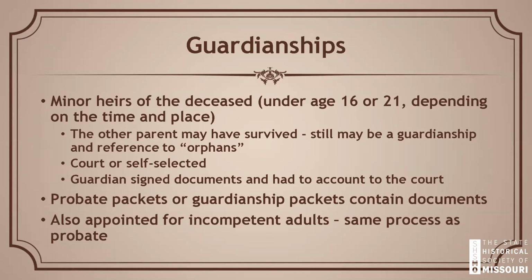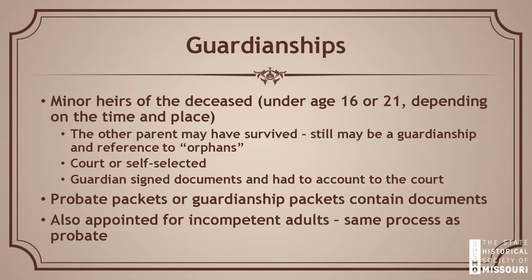These were either appointed by the court, or if the minor was above a certain specified age in the law, they could choose their own guardian. The guardian signed documents and had to account to the court for their guardianship. So they were holding money that belonged to an estate, and so they had to account for that. Probate packets may have guardian records. There may be separate guardianship records and packets. So ask about that or try to determine that for the area where you're researching.